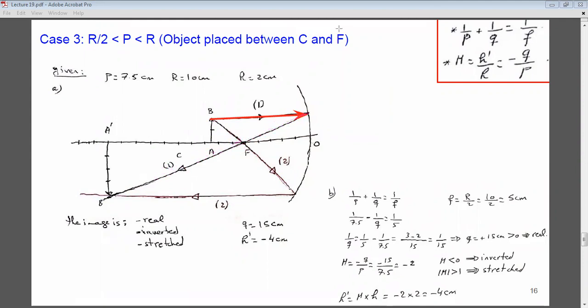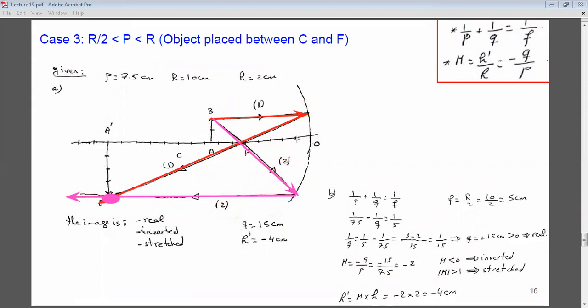Passing through F, okay? And the other one passing through F, it will hit and be reflected parallel to the optical axis. Where do they meet? They meet here. Notice that it is also real because it's in front of the mirror. It is inverted. The B prime is down. It is stretched in this case. AB is smaller than A prime, B prime.